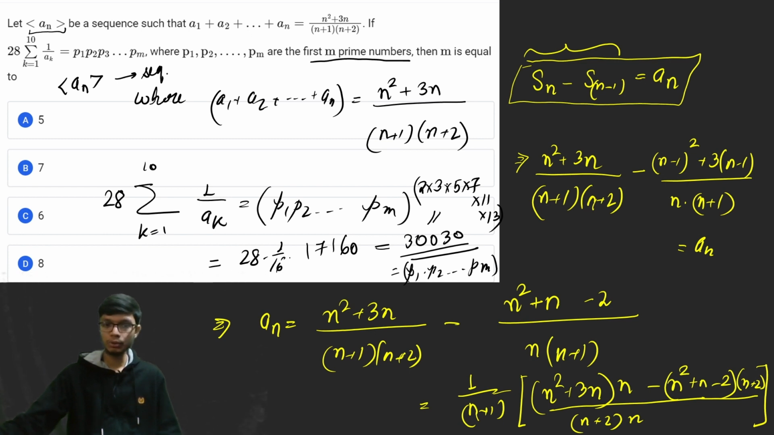With this, if you look at these values, this is the first prime number, second prime number, third prime number, fourth prime number, fifth prime number, and sixth prime number. So the answer for this particular value of m, that is the first m prime numbers, the value of m is equal to 6. And with this, the right answer to this problem will be option C.